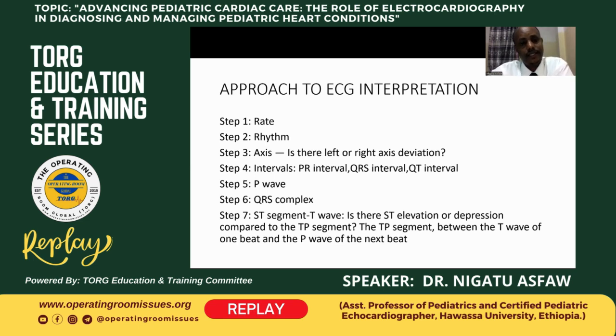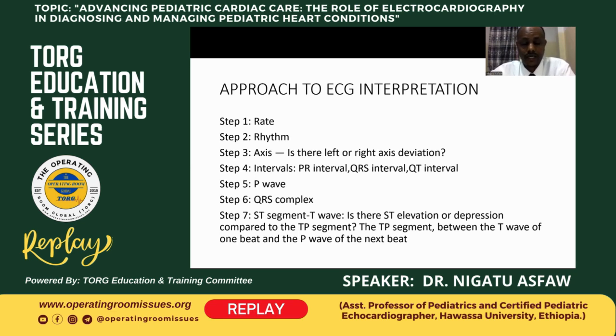And the third is rhythm. So the rhythm may be regular or irregular, and that depends on the RR interval. If the RR interval is regular, that's a regular rhythm. And the rhythm may be irregular. So that may be irregularly irregular, or it may be regularly irregular.